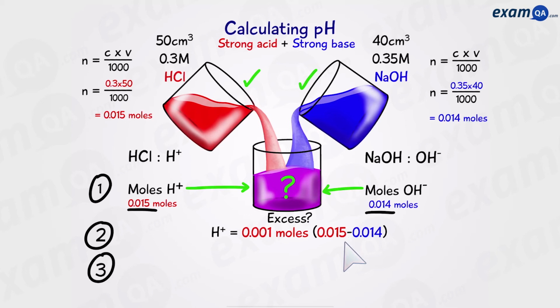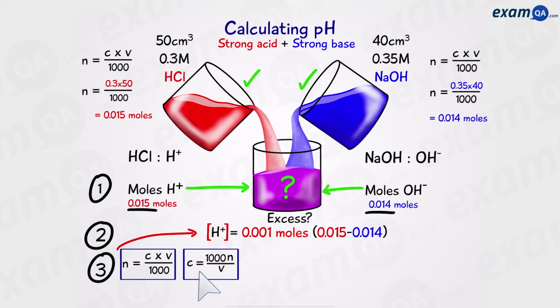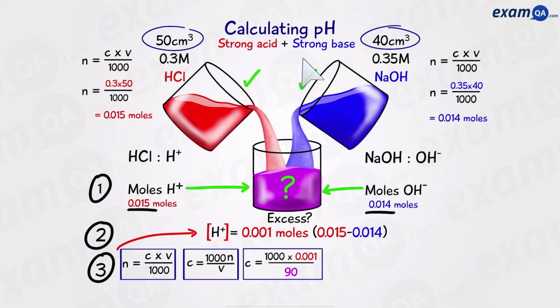In step 3, we want to work out the concentration of this excess hydrogen ions. To do that, we're going to use the equation moles is equal to concentration times volume over 1000, but we're going to rearrange it such that we can get concentration. So the concentration of the hydrogen ions is going to be 1000 times 0.001 divided by 90. The reason we got 90 is because we add the volume of the two solutions that are mixing together. So 50 on the left and 40 on the right come together, so our new solution is going to have 90 centimeters cubed. And that gives us a concentration of 0.01 recurring.